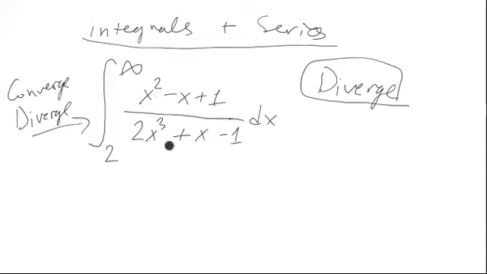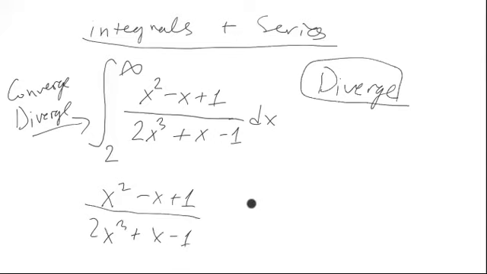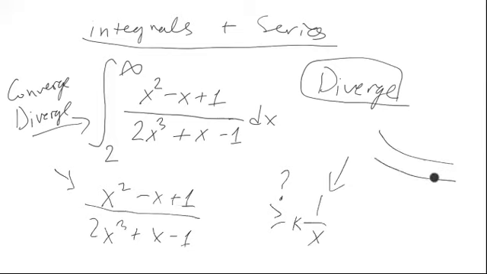In order to show that, it'd be nice to show that this integrand right here is eventually, asymptotically, so as x goes off to infinity, greater than or equal to some multiple of 1 over x. If we can show that, then we'd show it diverges, because this will be bigger than something that we know diverges. If something's bigger than something that diverges, then of course it diverges. That's the idea that we use.